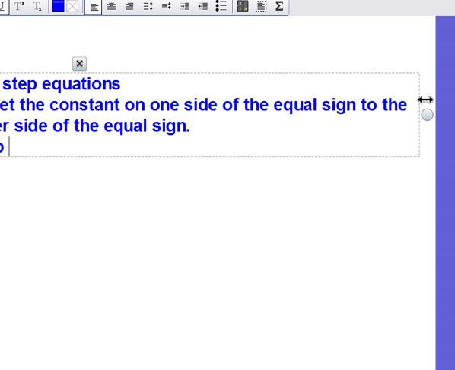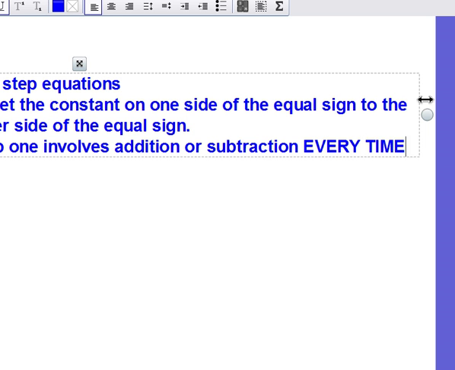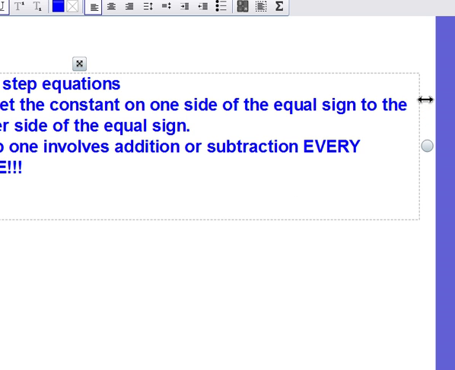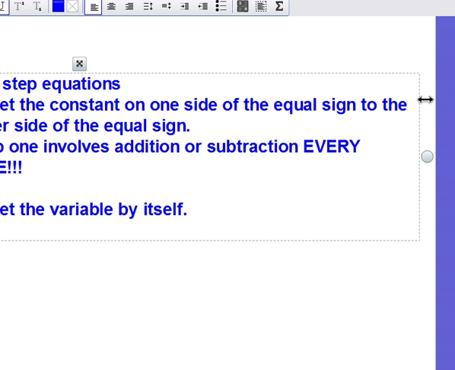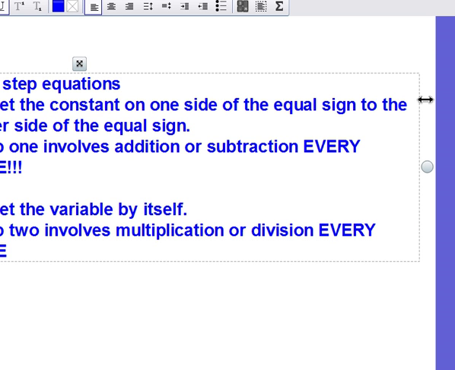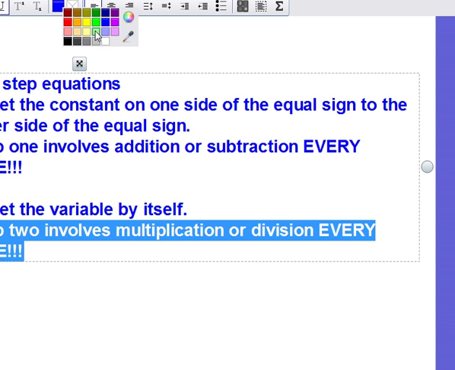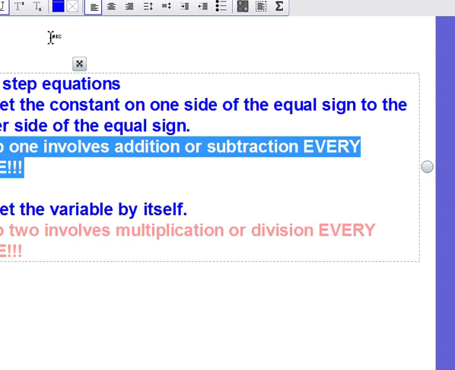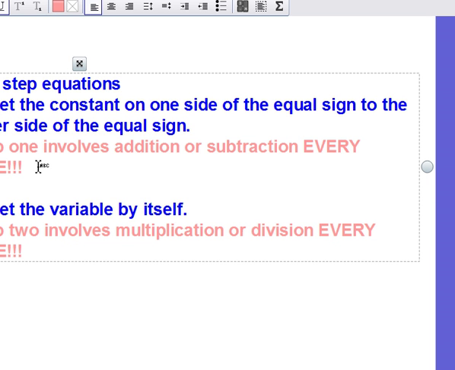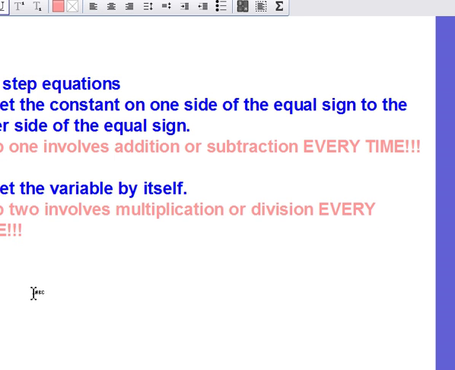Step one involves addition or subtraction every time. Okay, step two is going to be get the variable by itself. And step two involves multiplication or division every single time. Okay, so please, please, please remember this part that's in pink, that I'm turning into pink, because it's really, really important. Then there's no guessing. You have a 50-50 chance.